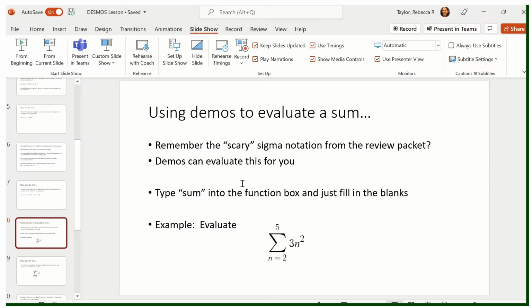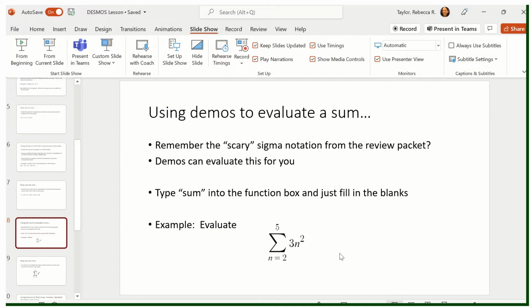Desmos can evaluate this for you. So if you do not remember how to go about doing it, or we kind of lost you on that process a little bit, here's what you need to remember, you, the doer of the math, because the computer is only going to do what you tell it to do. So you need to remember that sigma is a symbol for sum, S-U-M, meaning to add stuff up. So in that function box, if you type in the word S-U-M, it's going to pop this up and you should just be able to fill in the blanks.